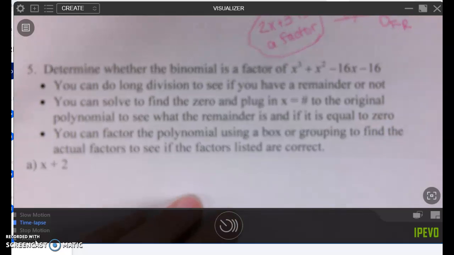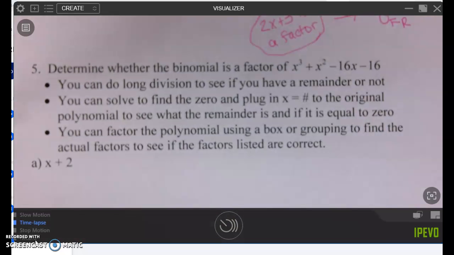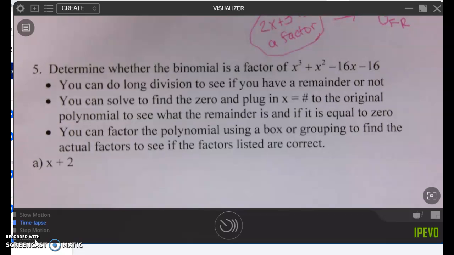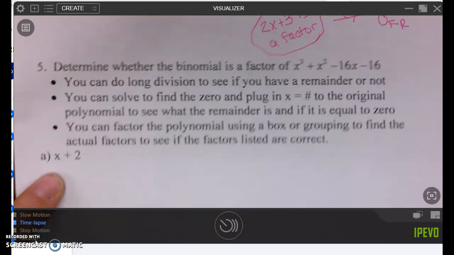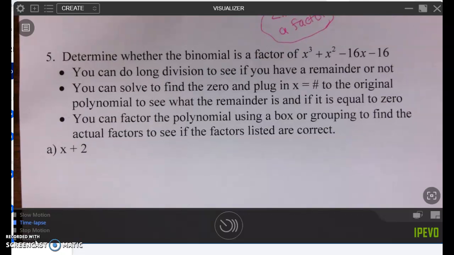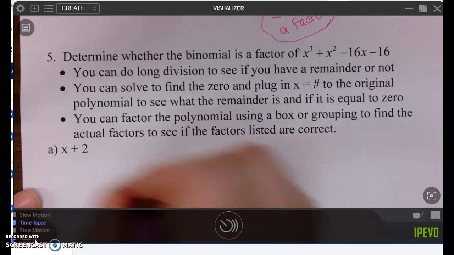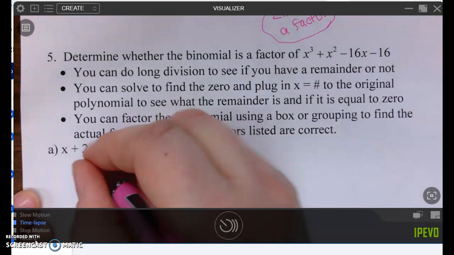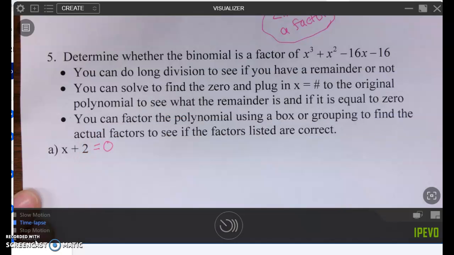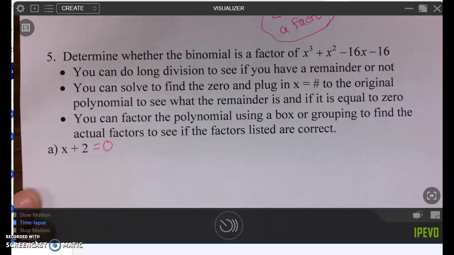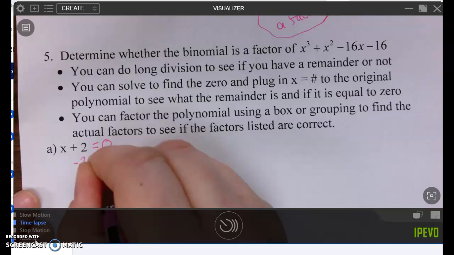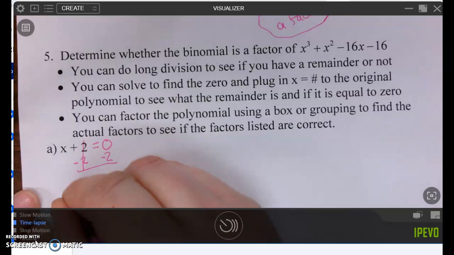So if we look at part A, I think this is easier to understand if you actually have numbers in front of you. So we have a factor, or a possible factor, of x plus 2. So to use the second option, we're going to set this equal to 0. So x plus 2 is equal to 0. And we're going to solve. So we minus the 2 to the other side. And we get x as a negative 2.